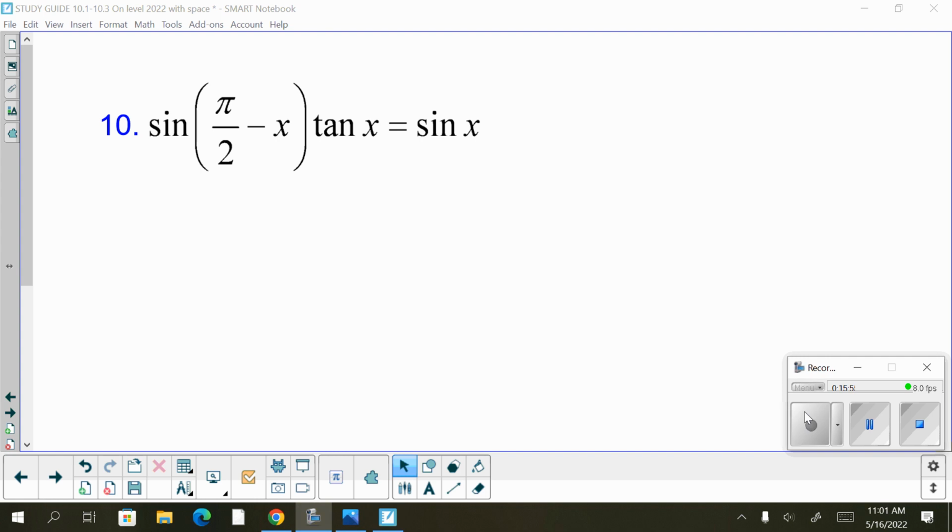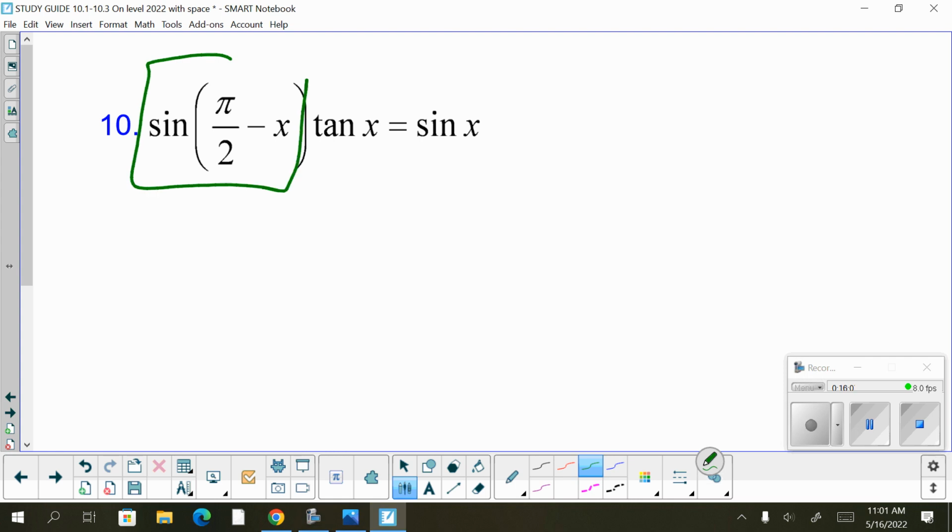We are on our last problem. This one is much, much easier than number 9. Does anyone have an idea how we could start? At the beginning. He's actually right. We're going to start by trying to replace the sine of pi over 2 minus x with something. You can find it under the co-function identities, the fourth one down on your trig sheet. It equals cosine x.